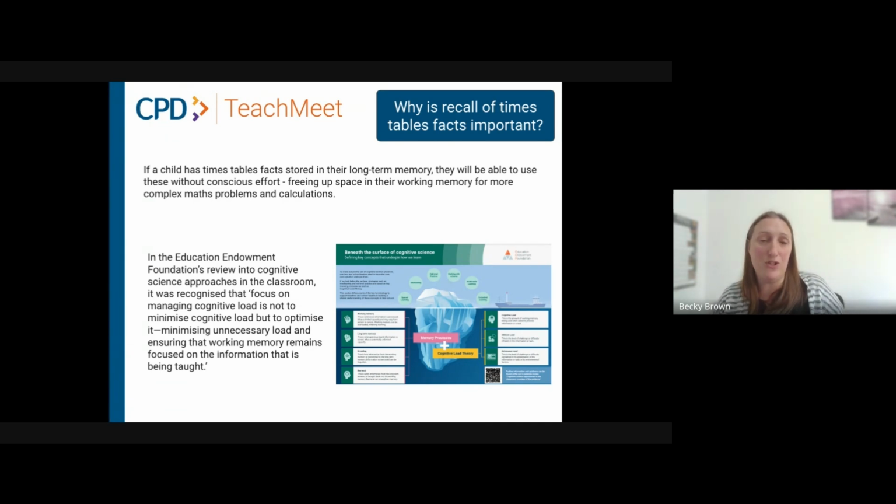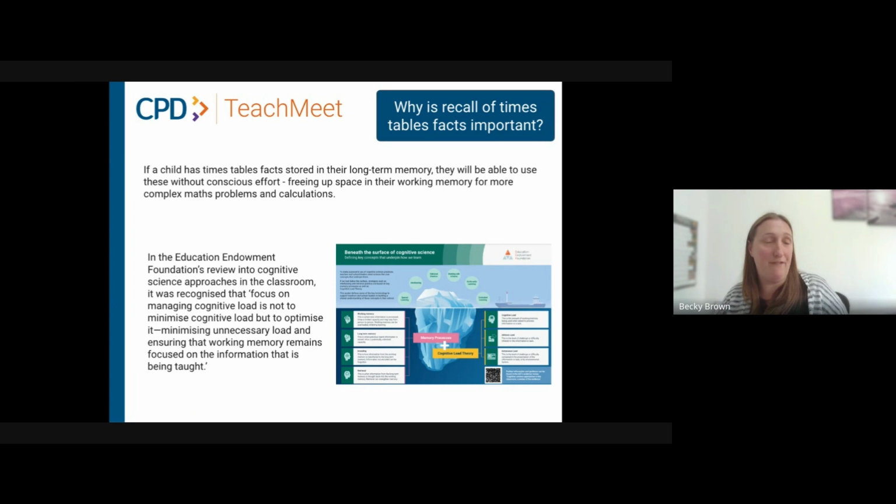So there's a really interesting report, and this is just a snippet of it, but it is definitely worth a read, from the Education Endowment Foundation about cognitive science and how much of the working memory needs to be used for certain things. And the quote that I've taken from it is that focus on managing cognitive load is not to minimize the cognitive load, but to optimize it. So you're minimizing the unnecessary load, and ensuring that working memory remains focused on information that's being taught. It's just about freeing up that working memory.